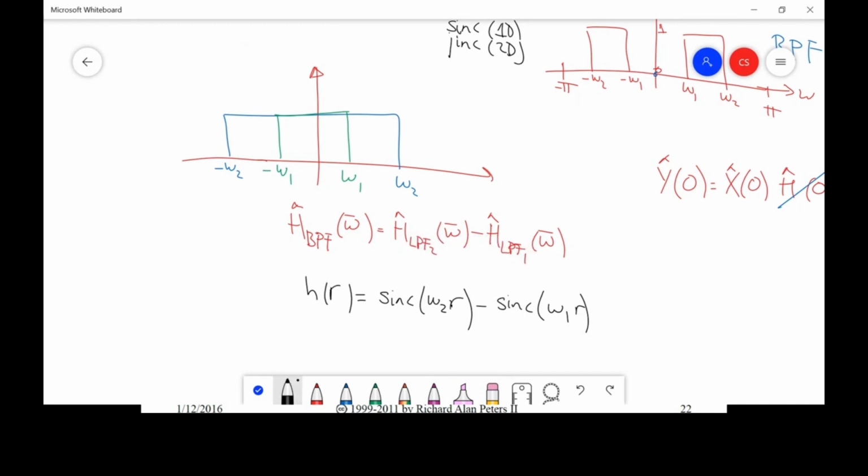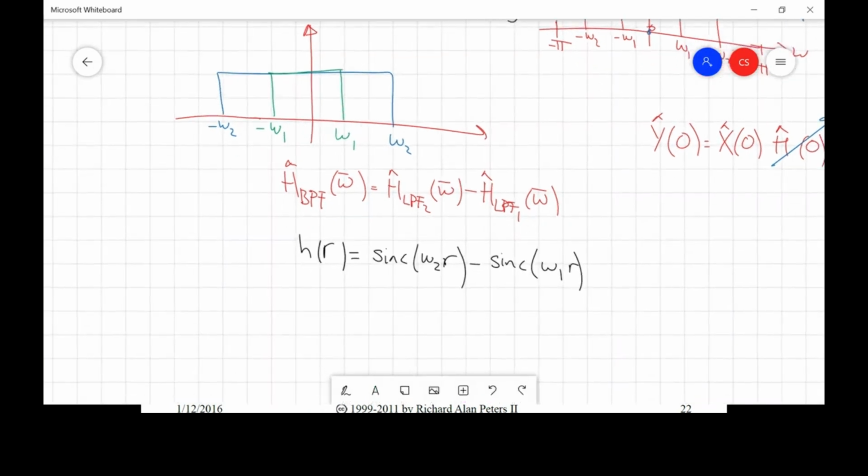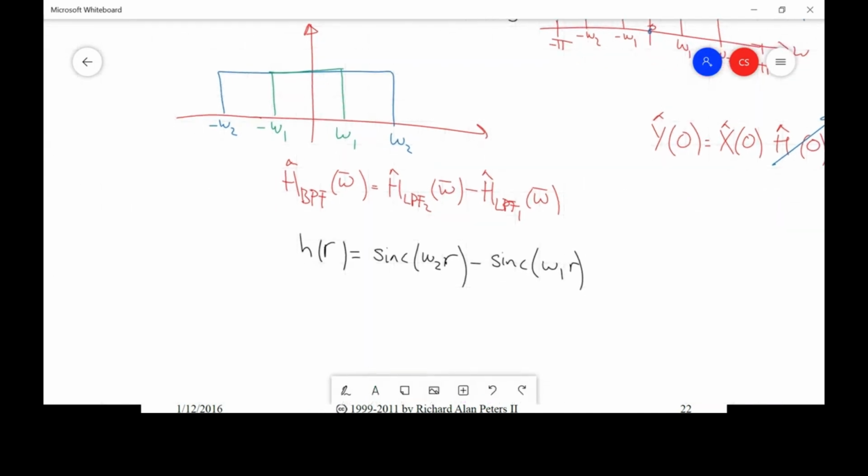We are not too specific about the constant, but we don't care. Okay, which one of the two is wider? The sinc associated to omega 2 or omega 1? Omega 1 is wider. Why? Because we said that with the Fourier transform, the wider the signal is, the smaller the Fourier transform.